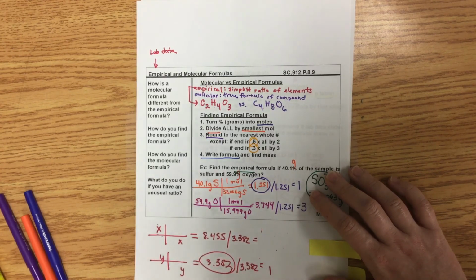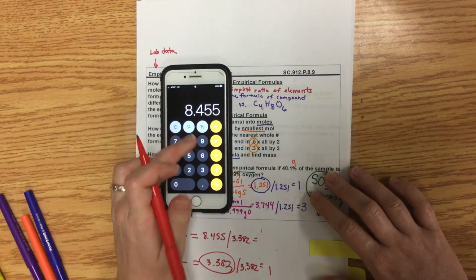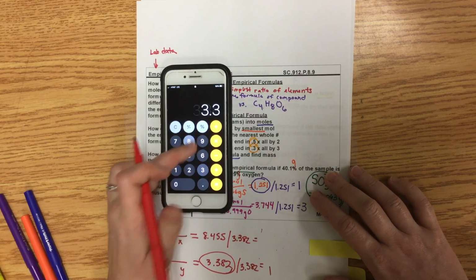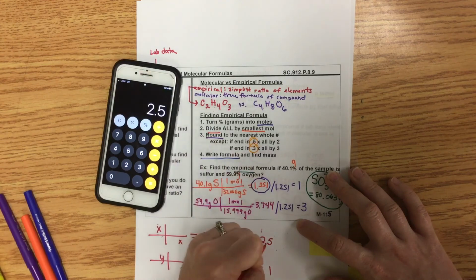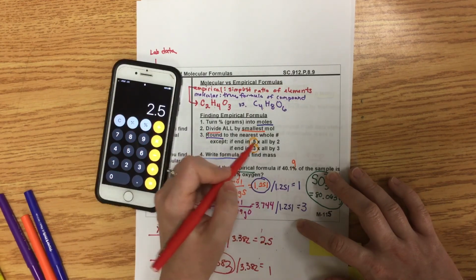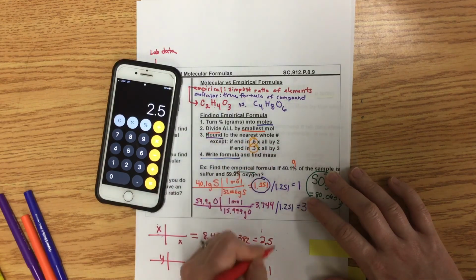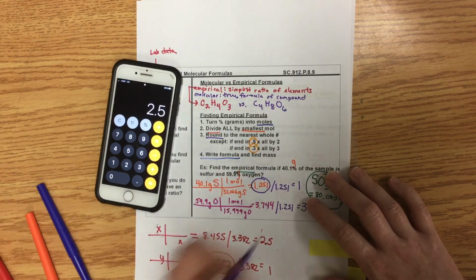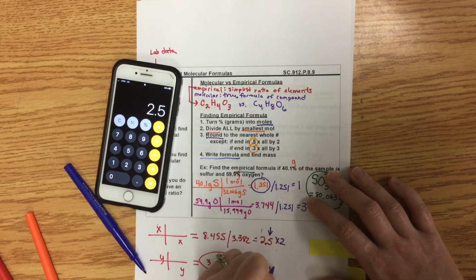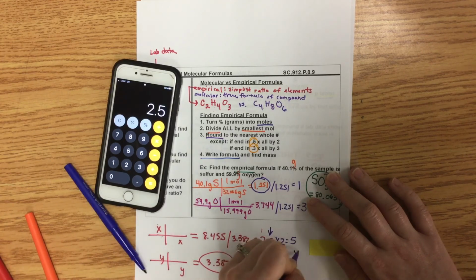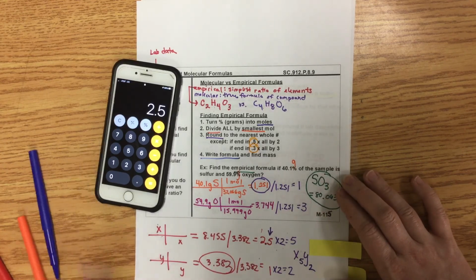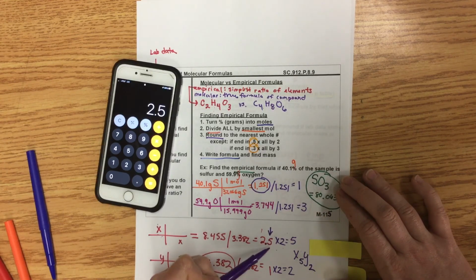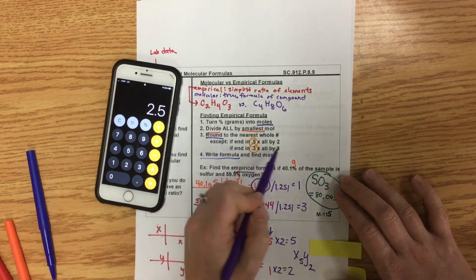Okay, well, this is going to give me 1. But when I put in my calculator 8.455 divided by 3.382, I get 2.5. Well, that's one of my exceptions. If, once I divide, I am not near a whole number, and I am near a 0.5, then I've got to go in and multiply everybody by 2. So since I have this 0.5 issue, I would say times 2, times 2. And that would give me 5 and 2. And so my formula would be x5, y2 in this situation. So I just wanted to show you that, but that's after I have divided by the smallest. If I end up with a 0.5 situation, which is one of our exceptions, you multiply by 2.